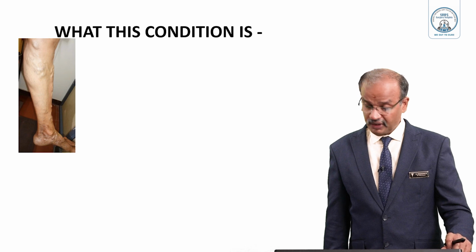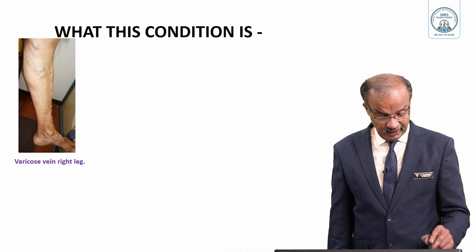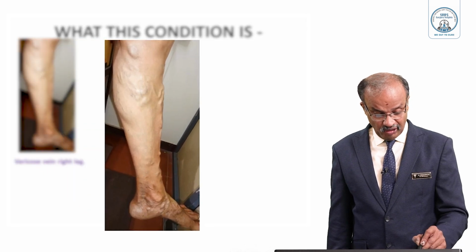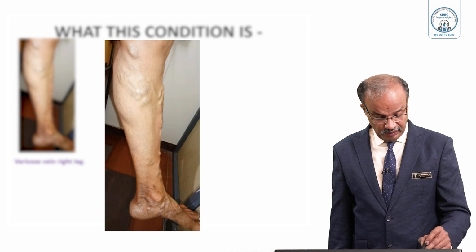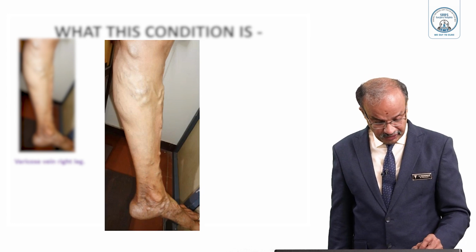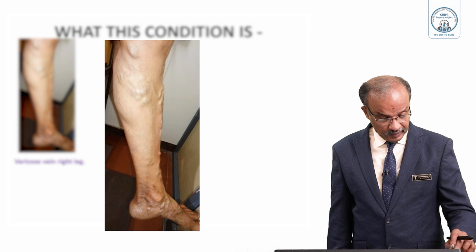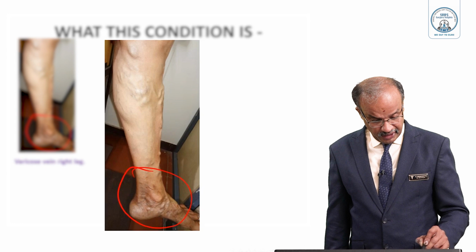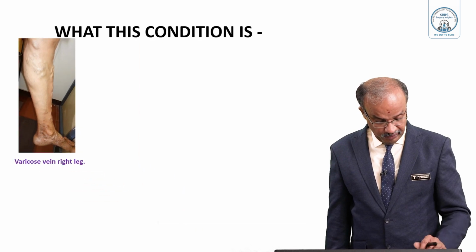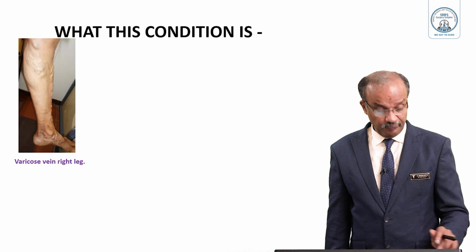So what is this condition? It is varicose vein of the leg. You can see very obvious dilated, tortuous, elongated veins, mainly great saphenous veins, and some communicating veins are there. There are skin changes here. Look at this: skin changes, dilated veins, tortuous veins. You can see that. So, varicose vein of the right leg, very typical.